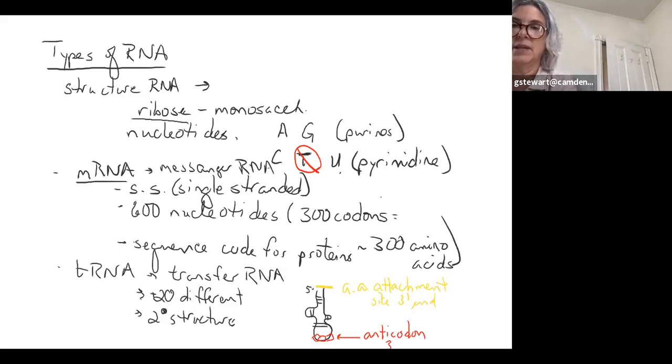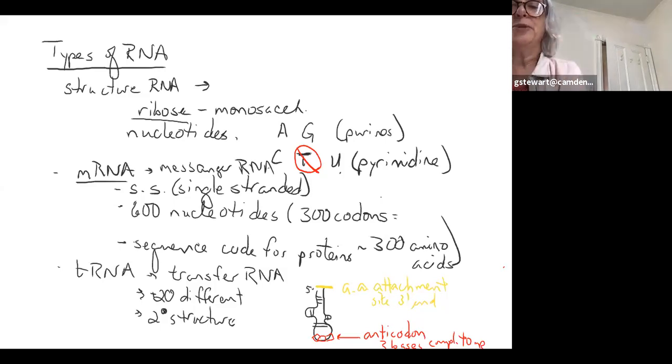So I don't know what that was supposed to be there, that little jiggly. Oh, 3 was the number 3. 3 bases complementary to messenger RNA. Sorry, can't get that. Can't fit it on there. I'm too close to the edge of my board.